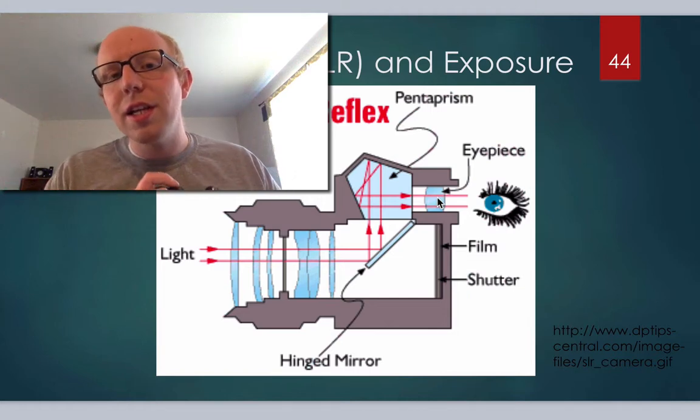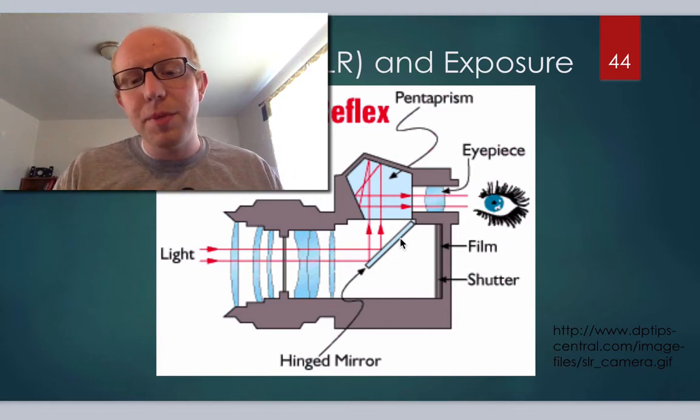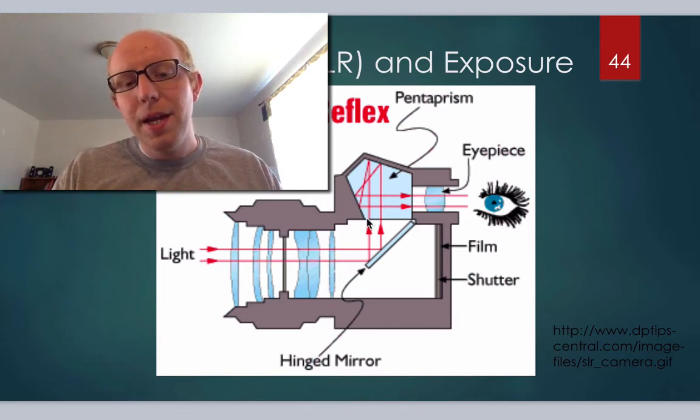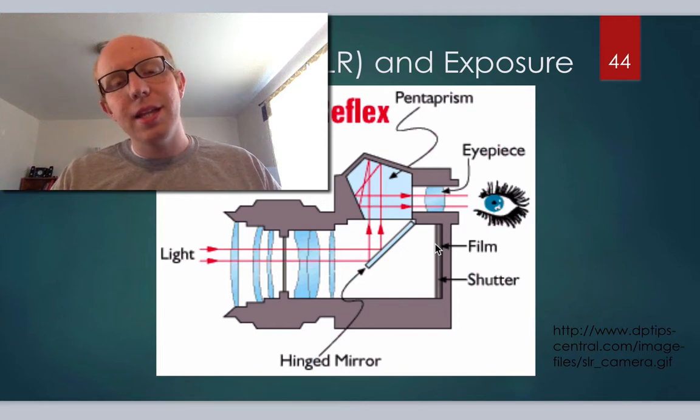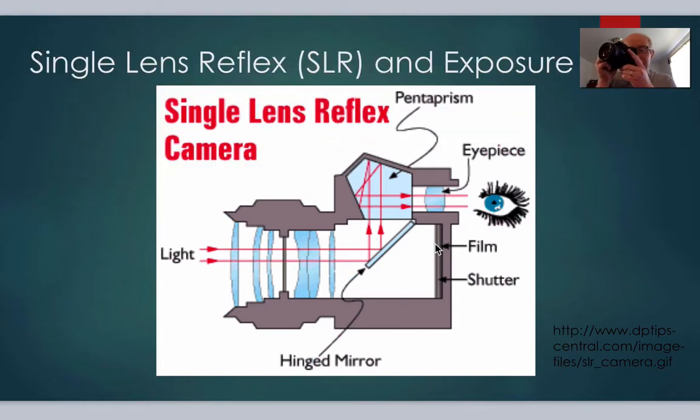Okay, and that little click is actually the mirror flipping up so that it's no longer blocking the light, but it's actually going to be exposed on this film in the back. So when you take a snapshot and you hear that click, it's actually this little hinge moving up out of the way so that it can be received on that back film.